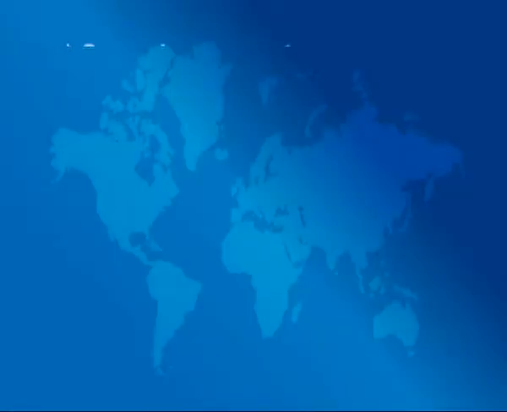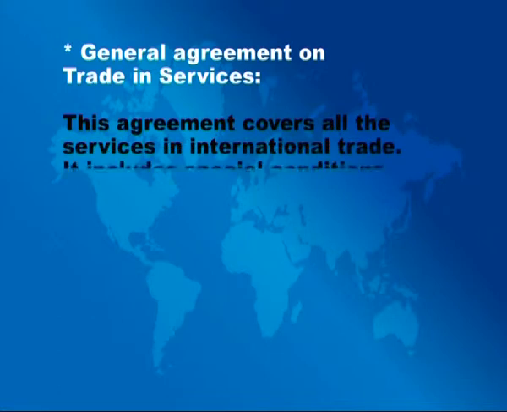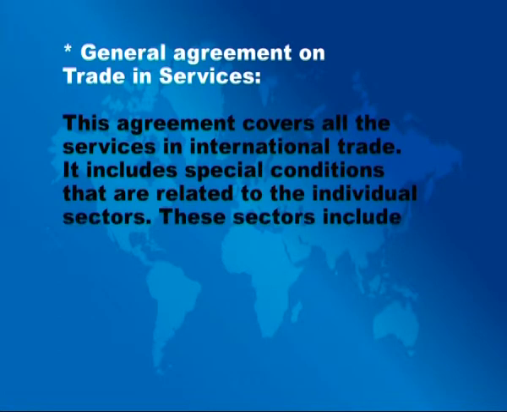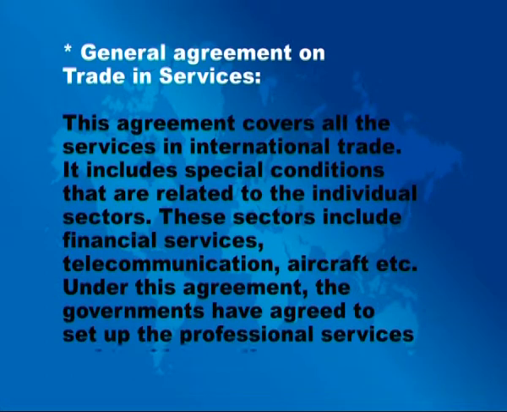The General Agreement on Trade in Services. This agreement covers all the services in international trade, and it includes the special conditions that are related to individual sectors. Now, these sectors include financial services, telecommunications, aircrafts, etc. And under this agreement, the governments have agreed to set up professional services and working parties. They examine, report and recommend on the relationship between trade in services and environment.